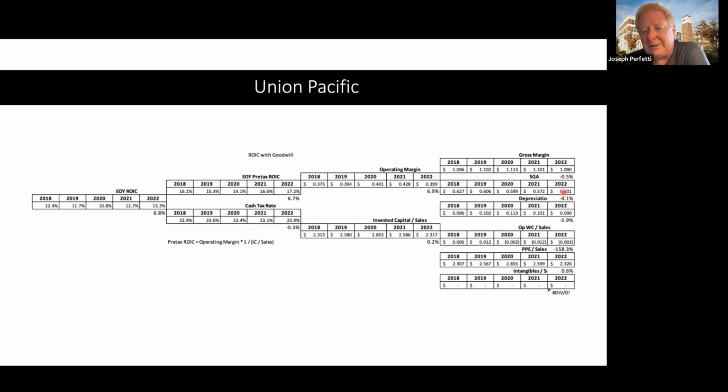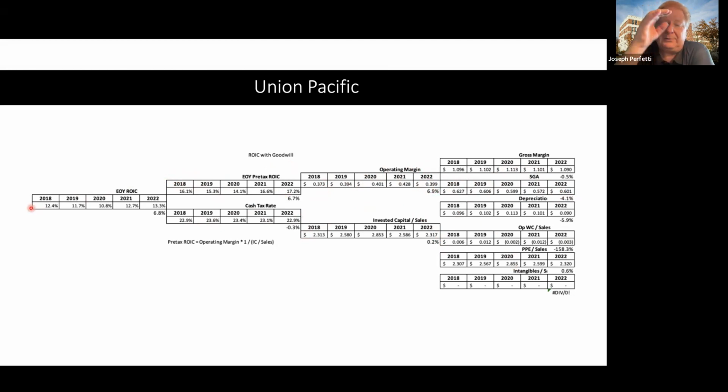An improved operating ratio, SG&A as a percentage of sales going from 62.7 to 60.1 led to a slight increase in operating margin from about 37 to about 40. That was the primary driver of the pre-tax ROIC going from 16 to 17. Flat tax rate led to the after-tax ROIC going from 12.4 to 13.3.